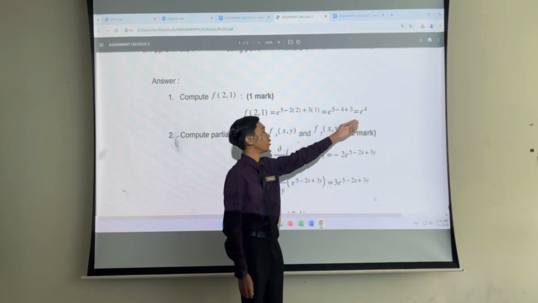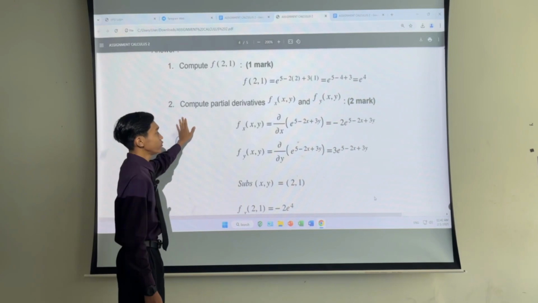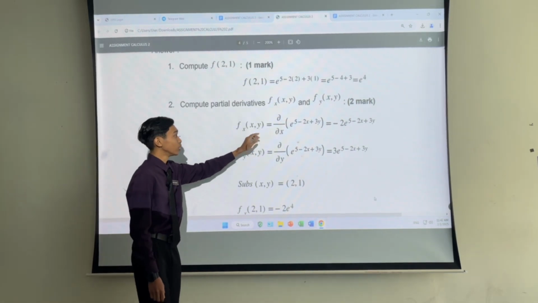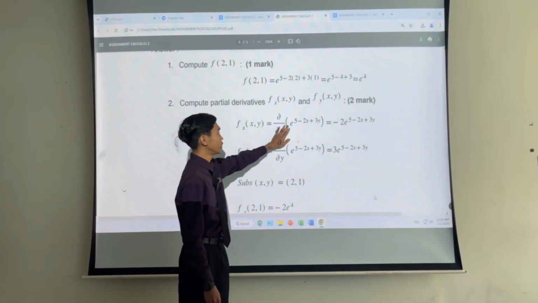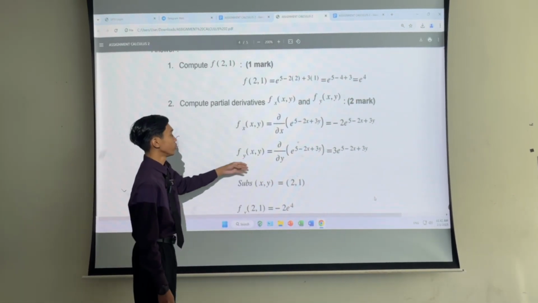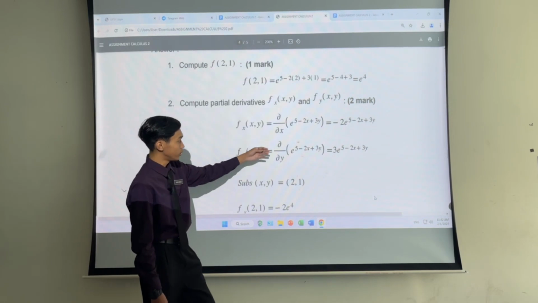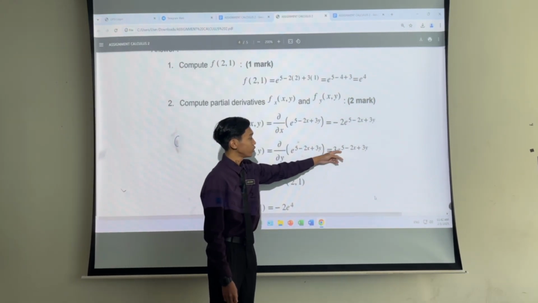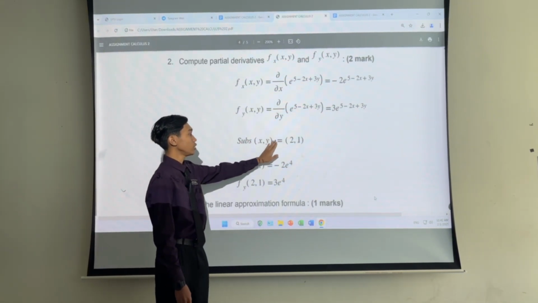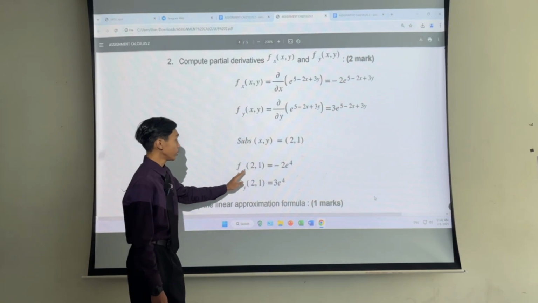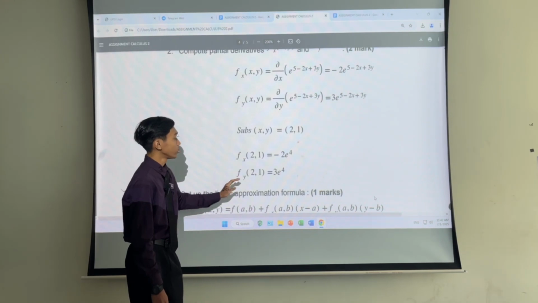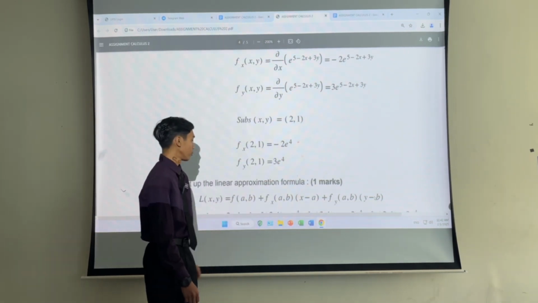and we will get e to the power 4. Next, compute the partial derivatives fx and fy, which will give you 2 marks. We take the partial derivative of the equation, and we get fx equals negative 2 e to the power of 5 minus 2x plus 3y, while fy becomes 3 e to the power of 5 minus 2x plus 3y. We just substitute x and y with 2 and 1, and we get negative 2 e to the power 4 for fx, and for fy we get 3 e to the power of 4.